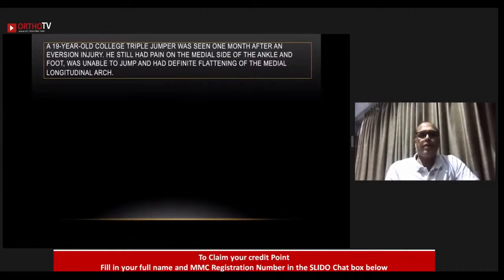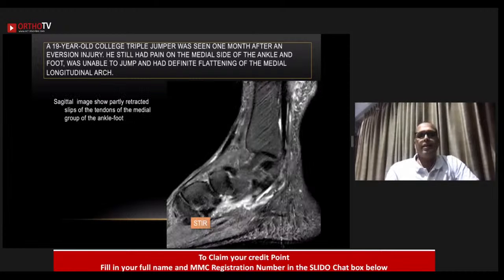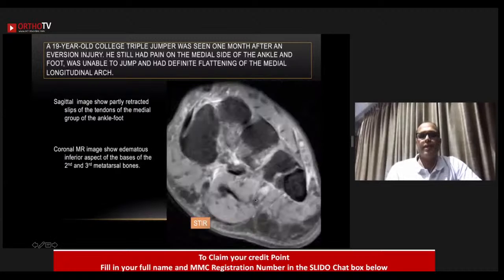Another patient, a triple jumper, was seen 1 month after an eversion injury. He had come in with loss of the plantar arch of the foot, and he was having a very painful foot, where the MR image showed some partly retracted tendons along the medial aspect as well as along the lateral aspect. This is the coronal image of that MRI.